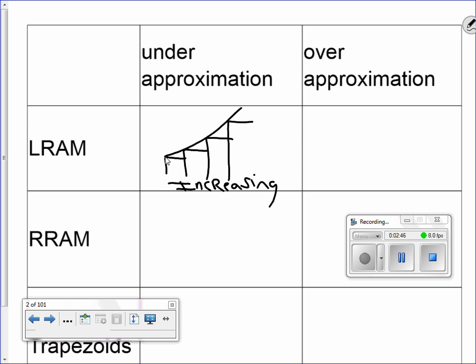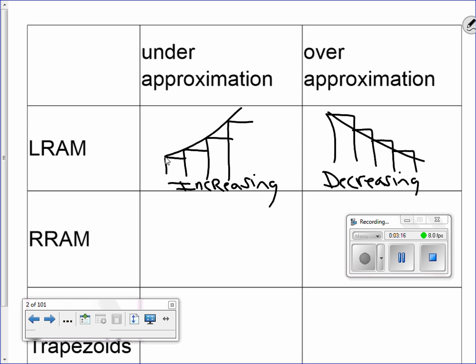All right, so if you're using a left-hand Riemann sum and you have an over approximation, what would that look like? Decreasing. Because that would mean that the left side's got to be higher, right? So if it's decreasing, you'll wind up with an over approximation.